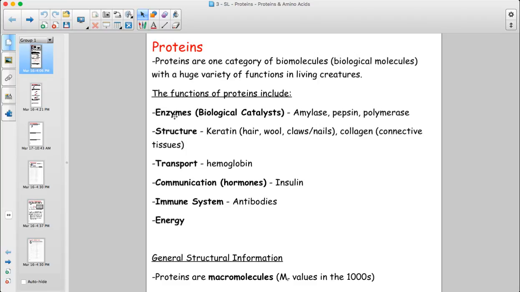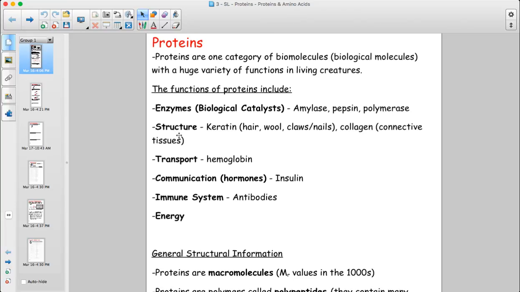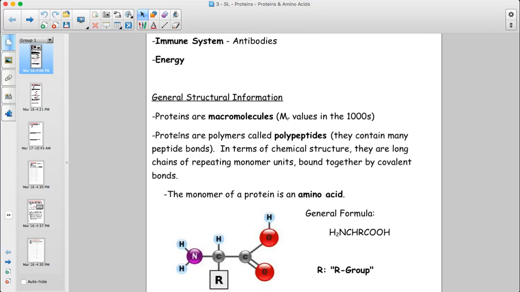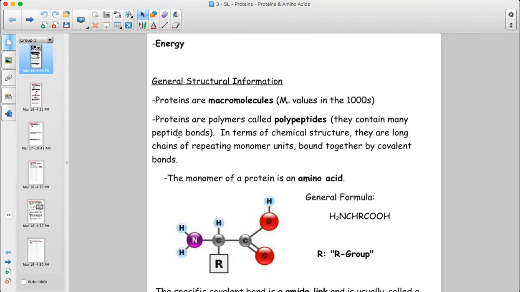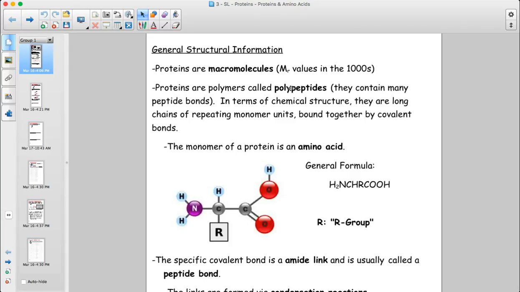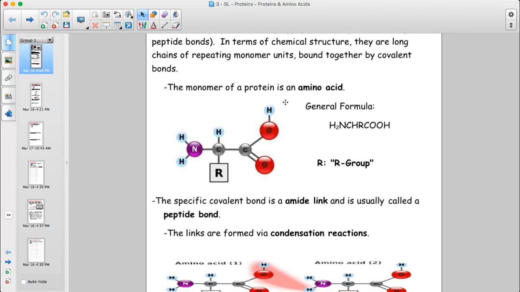They transport things around. They help communicate in the form of hormones. They're part of your immune system, and you can break them down for energy, although that's really not their primary function in the body. Just some very simple general overview is that they are really big molecules. They're macromolecules, molecular masses in the thousands, and they are polymers, and really they are polypeptides, meaning they contain many peptide bonds. The monomer of a protein is an amino acid.